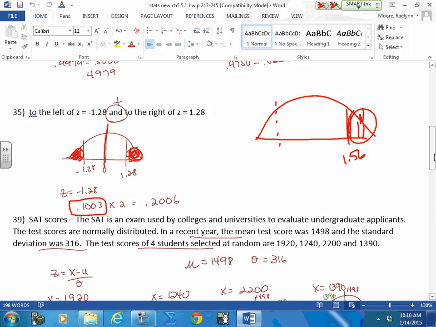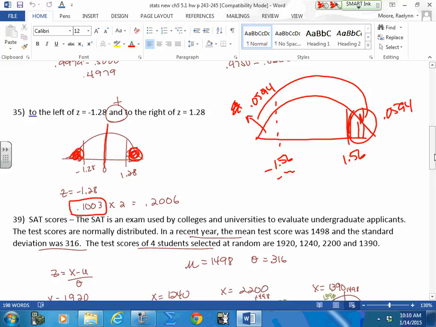So if I find the negative, what's the area for the opposite side? Give me the negative number. 0.0594. Thank you. So therefore, isn't this one 0.0594? I didn't want to subtract the 1. You didn't have to subtract.